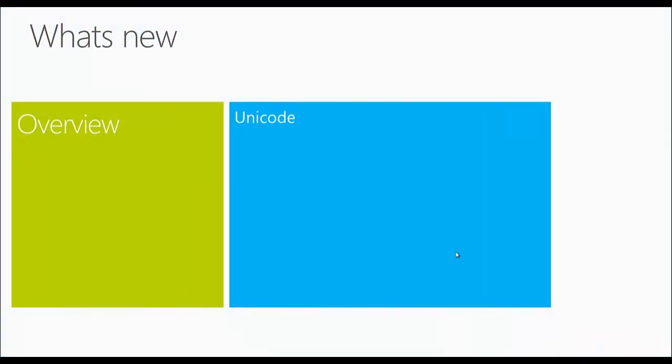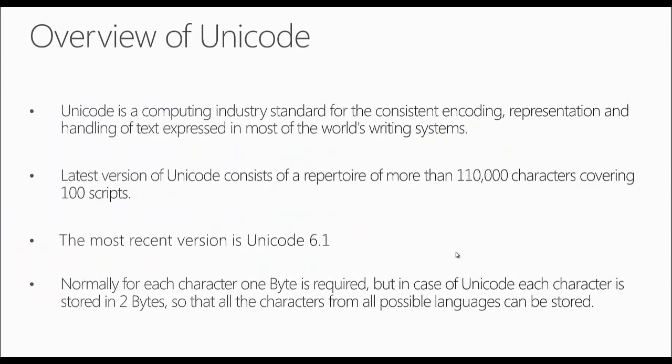The agenda of this session is to discuss what Unicode is and how it is implemented in NAV 2013. Overview of Unicode. Unicode is a computing industry standard for the consistent encoding, representation, and handling of text expressed in most of the world's writing systems.